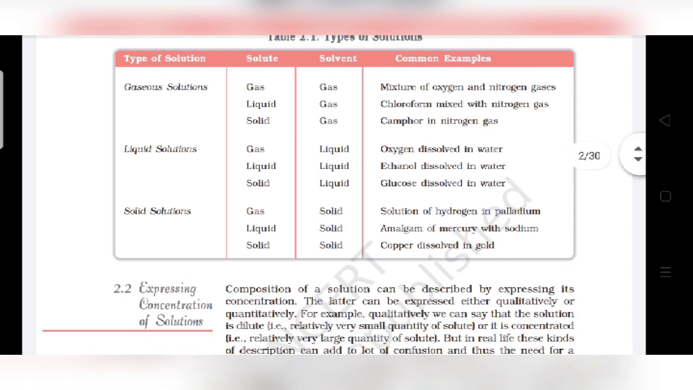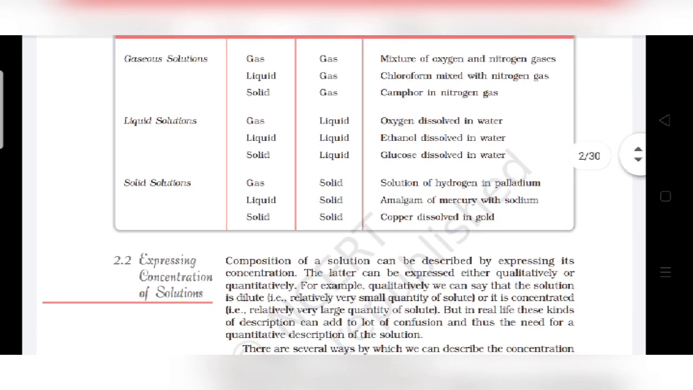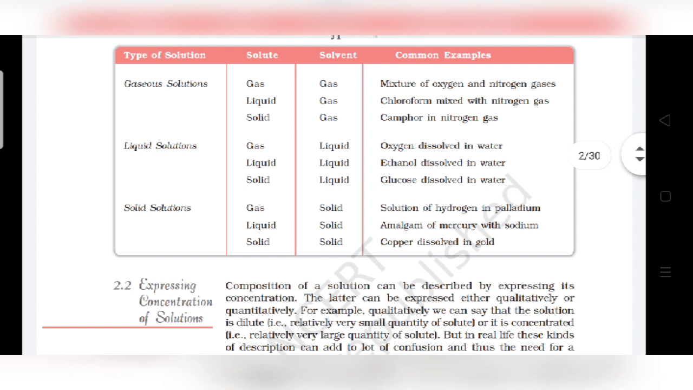Is it clear, students? Then we go ahead. Then we come across liquid solutions. In liquid solutions, the solvent is in liquid form, and the solute can be gas, liquid and solid. The examples: oxygen dissolved in water, again an example of liquid solution; ethanol dissolved in water, an organic liquid dissolved in water; and lastly glucose dissolved in water.